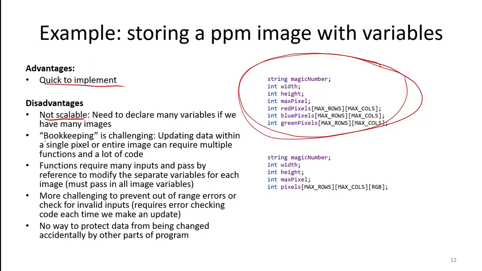Next, bookkeeping is challenging. When I say bookkeeping, I mean updating and maintaining our data and doing inputs and outputs. If I wanted to update the data just within a single pixel, that could require quite a bit of code and quite a few functions. If I want to do inputs and outputs with the entire image, that would also require one or more functions, quite a bit of code in order to do that. I couldn't just write one line of code that says change pixel 5 to 000.